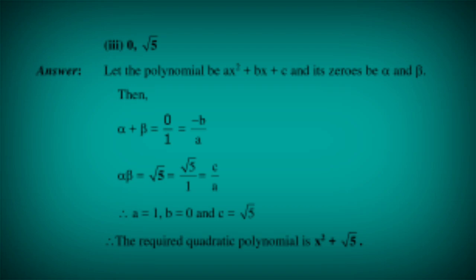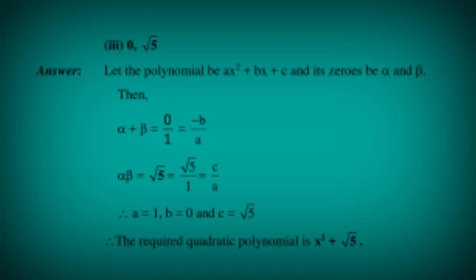Now alpha beta can be written as root 5, so root 5 can be written as root 5 divided by 1. It equals c divided by a. So c is root 5, a is 1, and b is 0. So now the required quadratic polynomial is x square plus root 5.